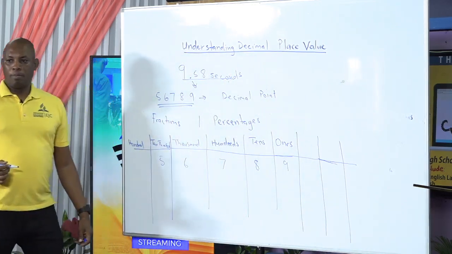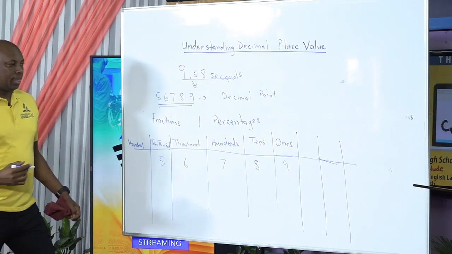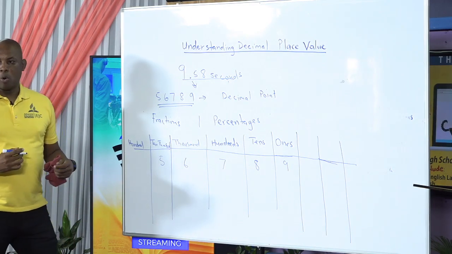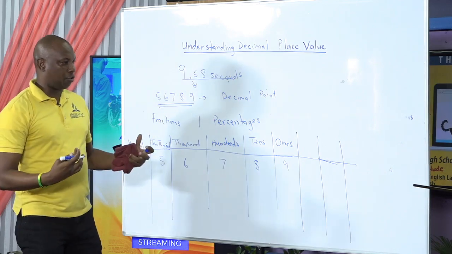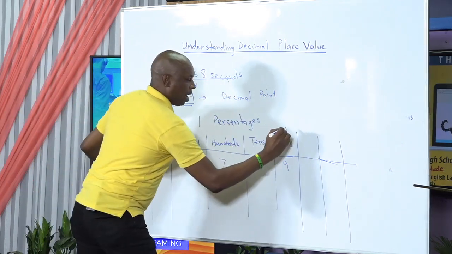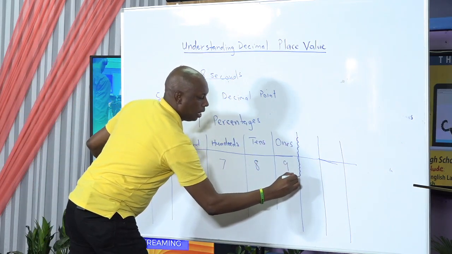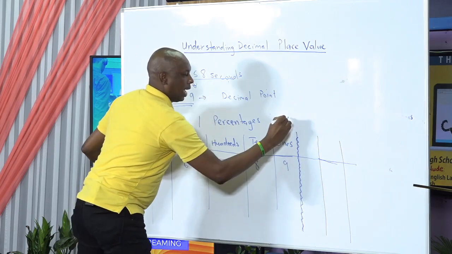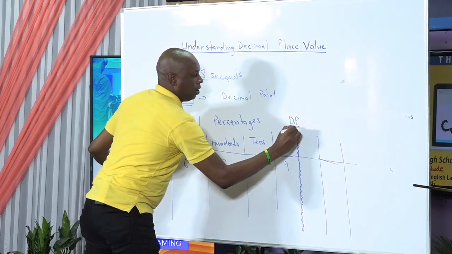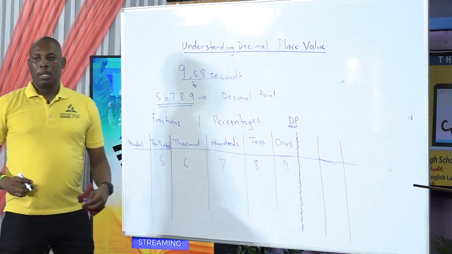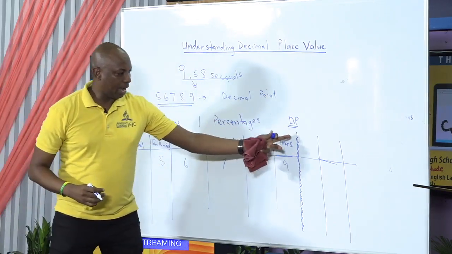What would come before the ones? And this is where we would have our decimal concepts being introduced. We would regard right here, as I make a notation, I could just put DP right here, and this would represent our decimal point, the line right here.